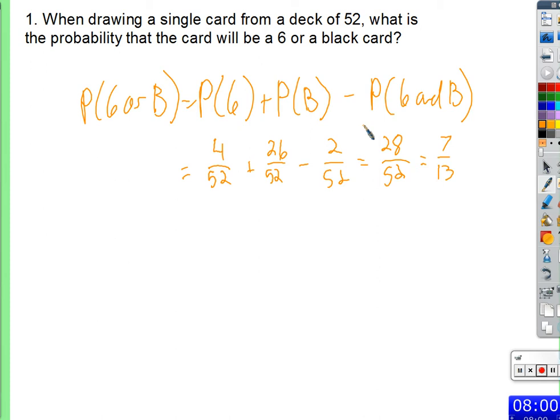Alright. If this were 0, if it were impossible to have both 6 and black in one card, what do we call that? Where it starts with a D? Disjoint. The definition of disjointedness is when the probability of them both happening is 0.